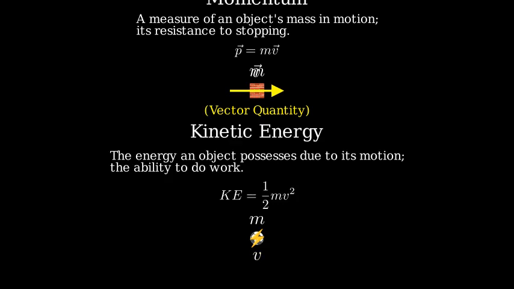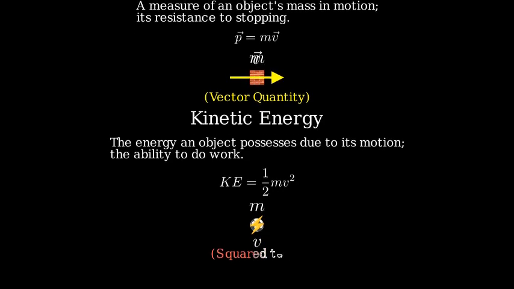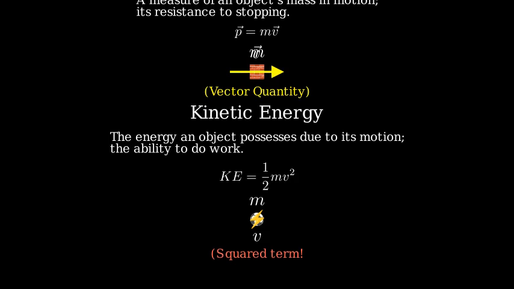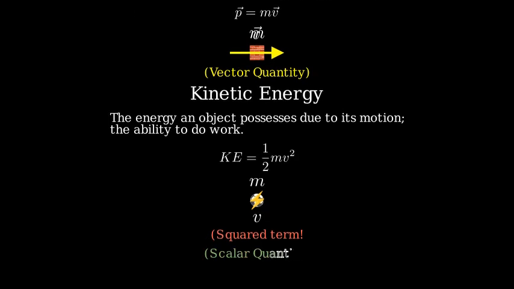However, notice the velocity term is squared. This means velocity has a much larger impact on kinetic energy compared to momentum. Unlike momentum, kinetic energy is a scalar quantity. It only has magnitude. It doesn't have a direction associated with it.